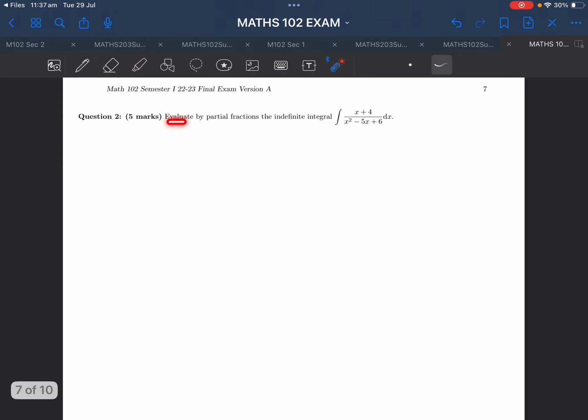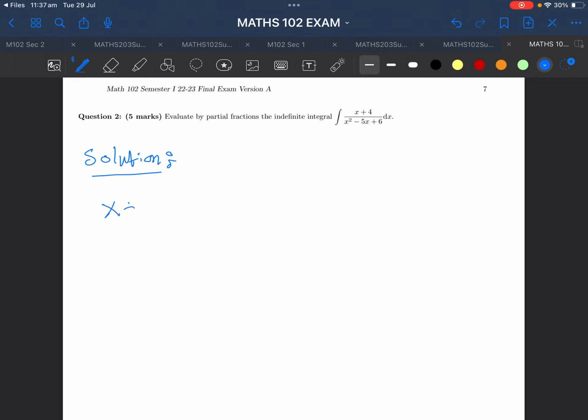Question number 2, it says evaluate by partial fractions. So we have to use partial fraction, and we need to evaluate. What do we need to evaluate? We need to evaluate this definite integral. So the first step in this solution is to write the partial fraction. So you have x plus 4 divided by x squared minus 5x plus 6. You need to write it as x plus 4 in the top, and down you need to factor it if you can. Sometimes you can, sometimes you cannot.